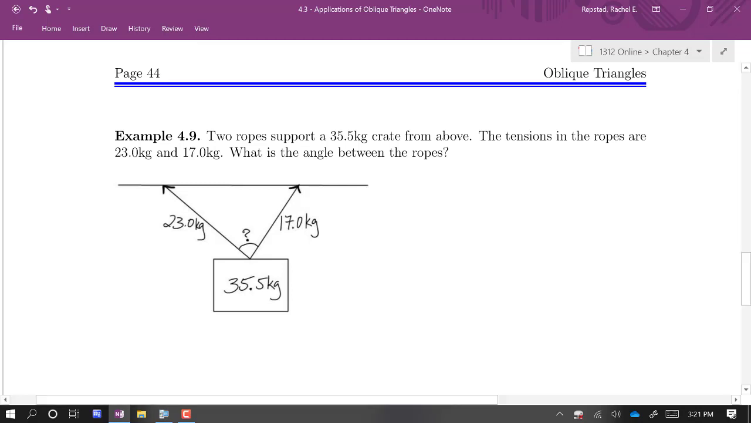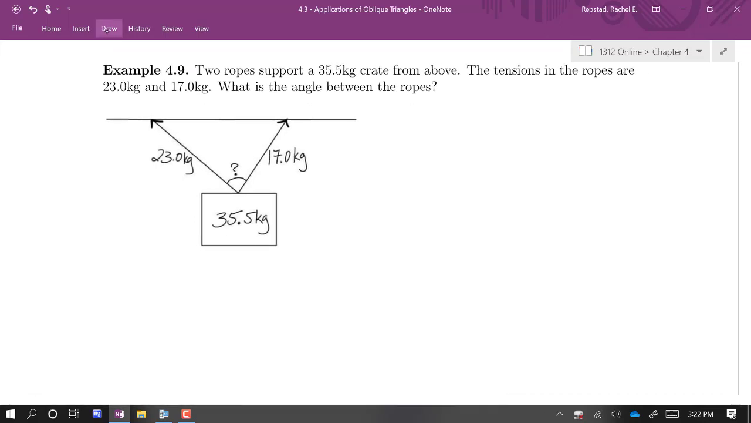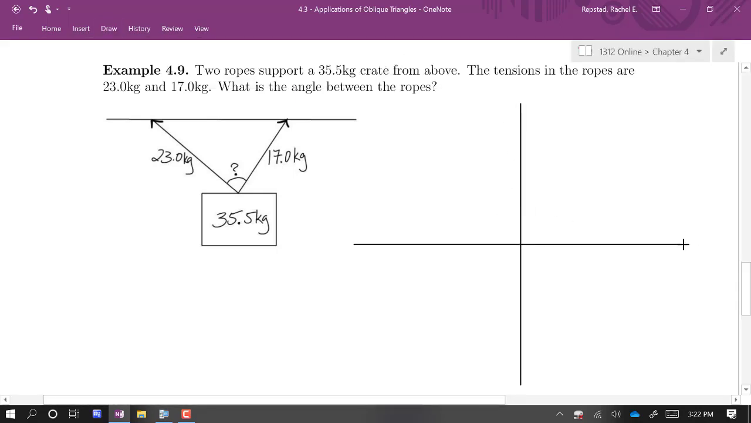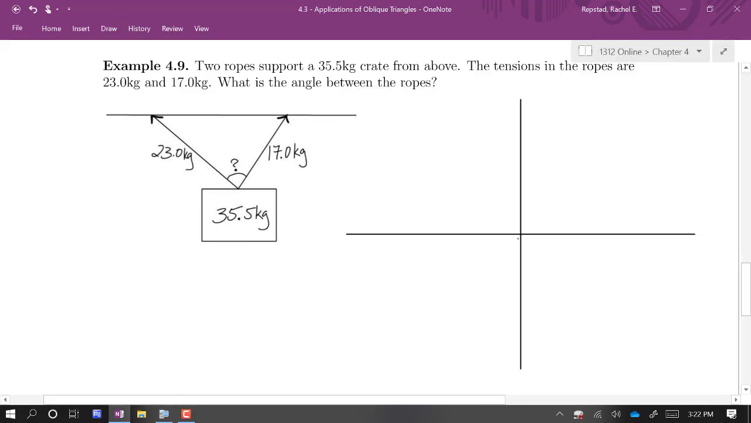So what I need to do first is draw what we call the free body diagram, right? Draw what it looks like with vectors in the plane. So I have this crate that's 35.5 kilograms. I've got this tension here at 17 kilograms. I'll call this first tension T1. I'll call this one T2.